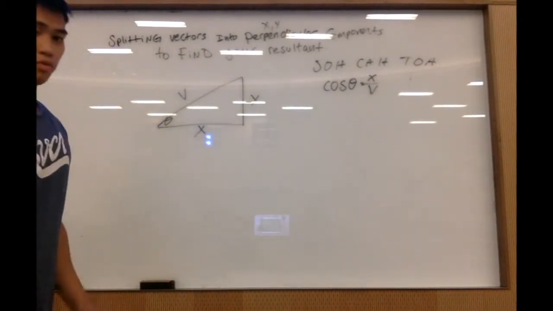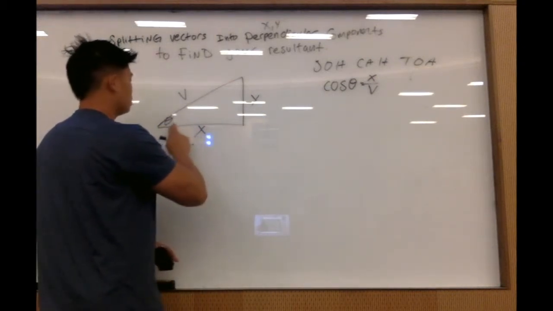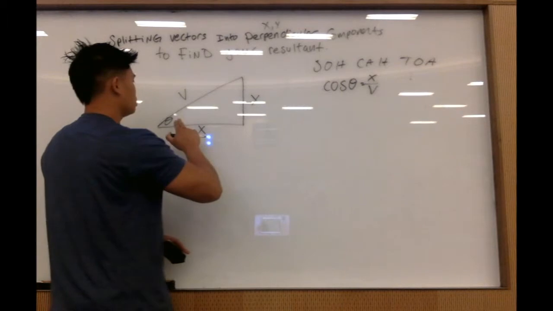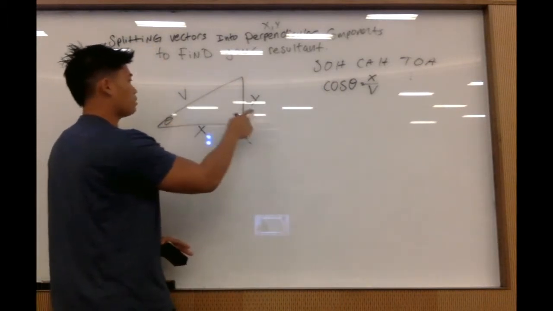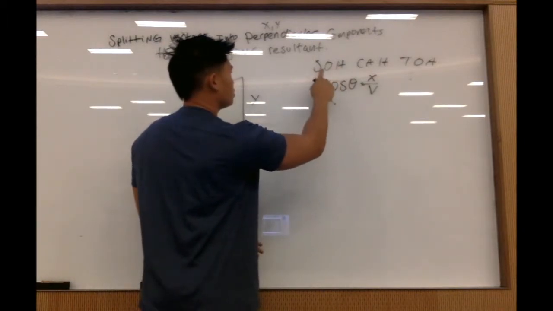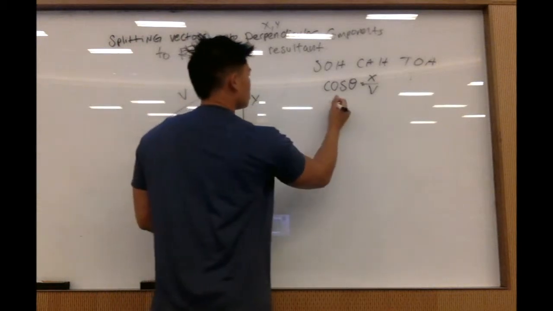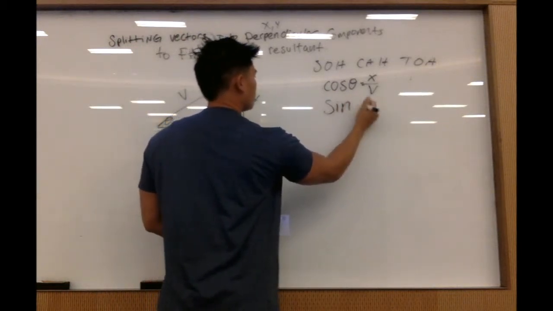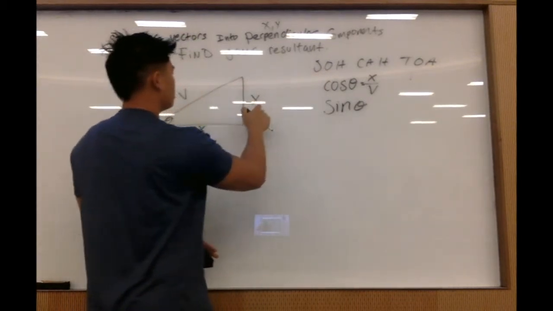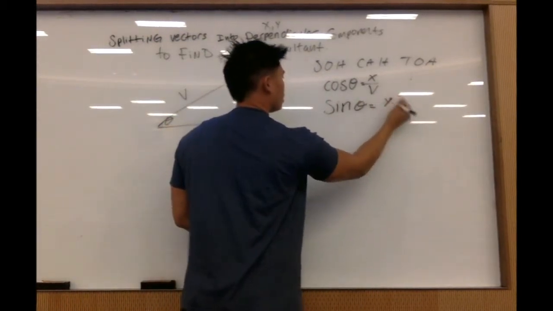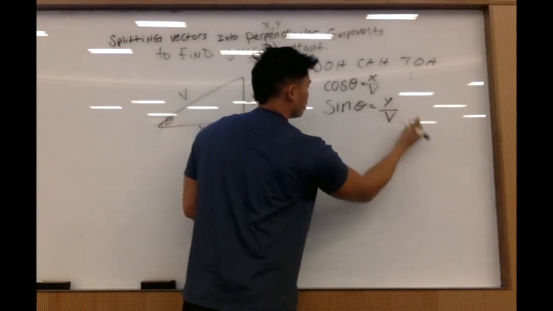Okay, second, you have to find your y. So we look for whatever has opposite of the angle. So you have your angle, and then what is opposite? So we look at this. You see sine has opposite over hypotenuse, right? So that's sine. Sine is opposite, which is your y, over hypotenuse, which is your vector, or v.